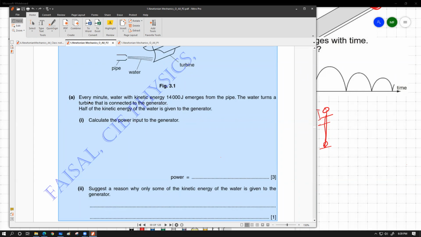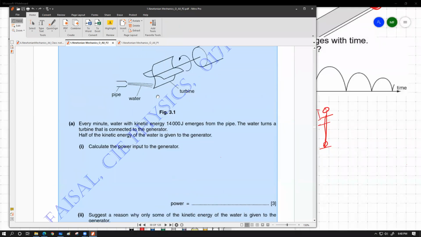So, half of the kinetic energy of the water is given to the generator. So how much energy is given to the generator? Every minute, this much energy emerges from the pipe. So the water is coming out with 14,000 joule of energy, but only half of that energy from every minute is supplied to the generator, which means 7,000 joule.